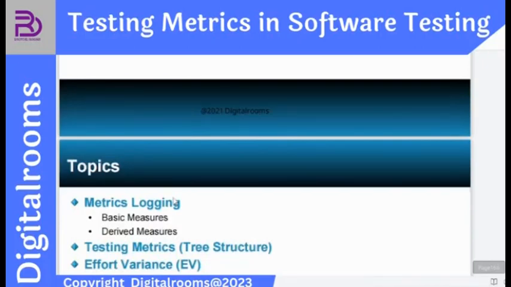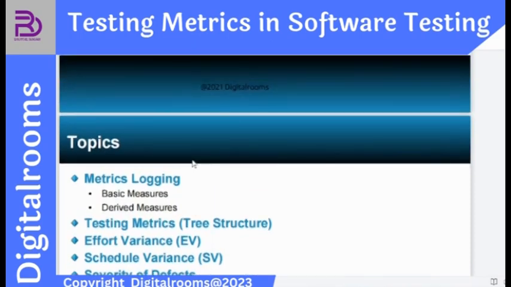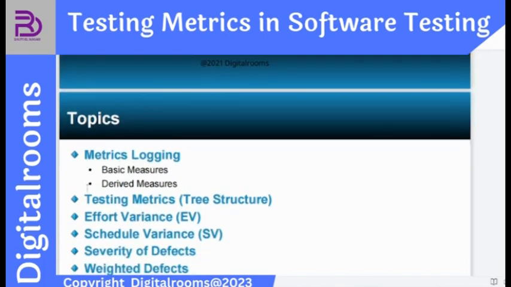Testing metrics. What are testing metrics? So guys, basic measures and derived measures. What is a basic measure? Whenever we do some kind of testing, we have some metrics, some parameters, right? And what are derived measures? Derived means, as per the project requirement, whenever it is needed, we customize it. We design it according to the project, the product, the software, the requirement.